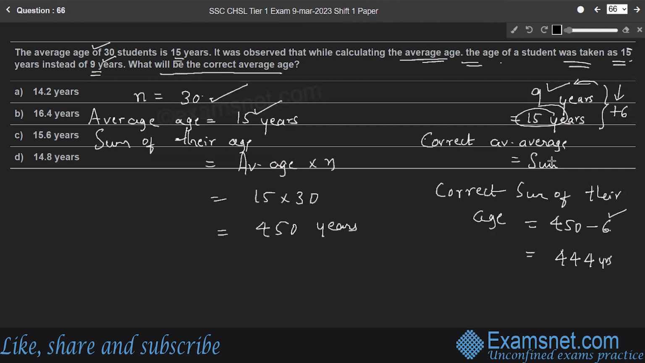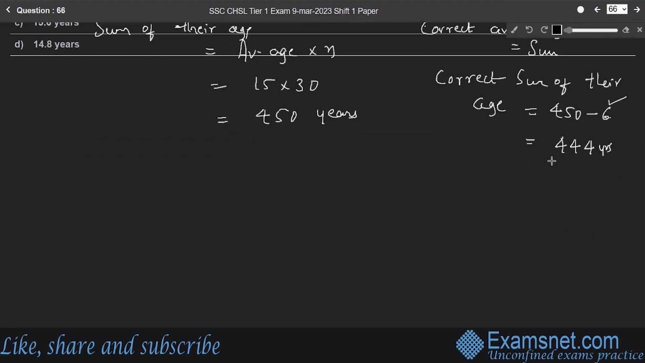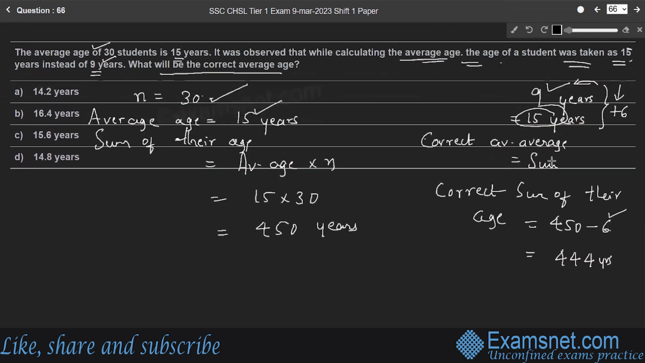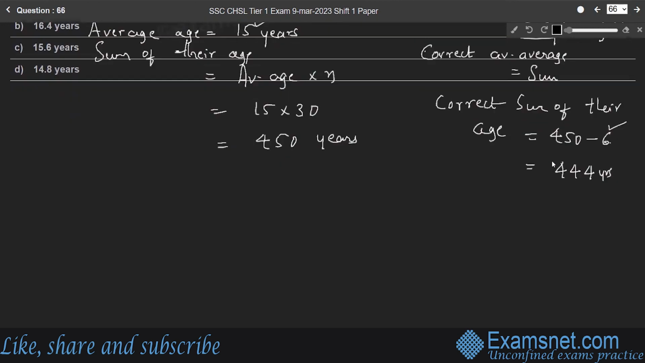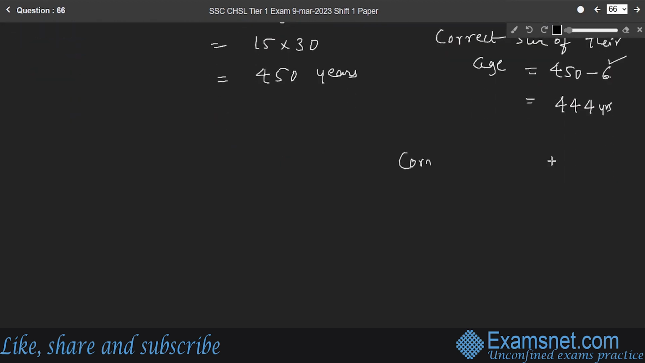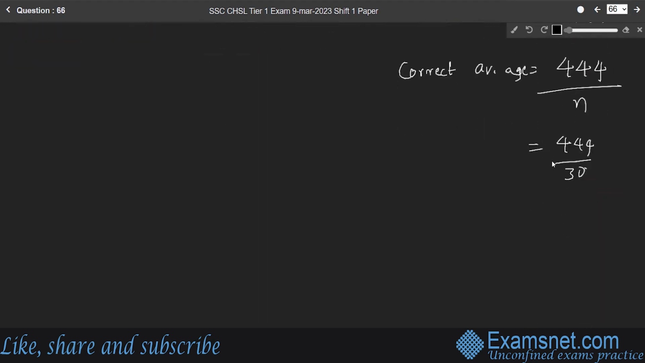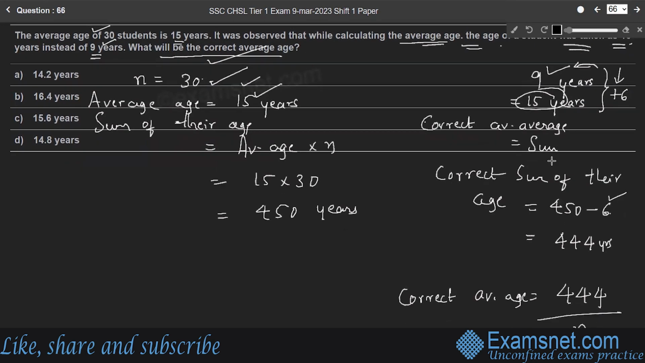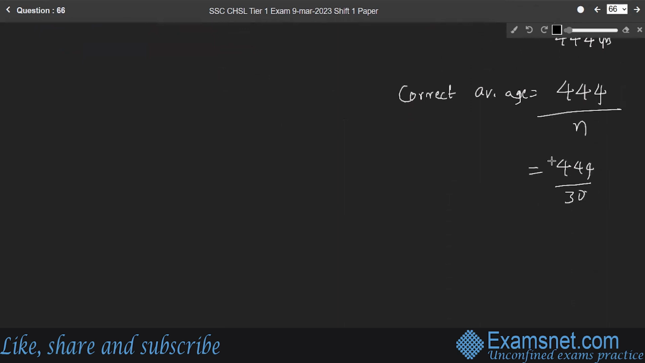So what is correct average age according to the question? So here, what will be the correct average age? Therefore, correct average age is equal to sum of their correct age, which is 444, divided by number of students, which is 30. 444 divided by 30, number of students is same, which is 30.